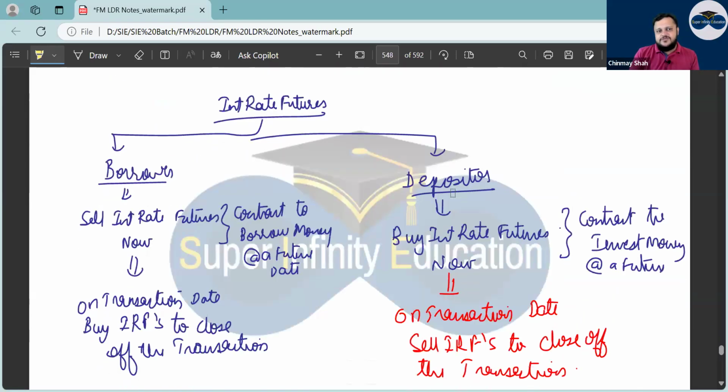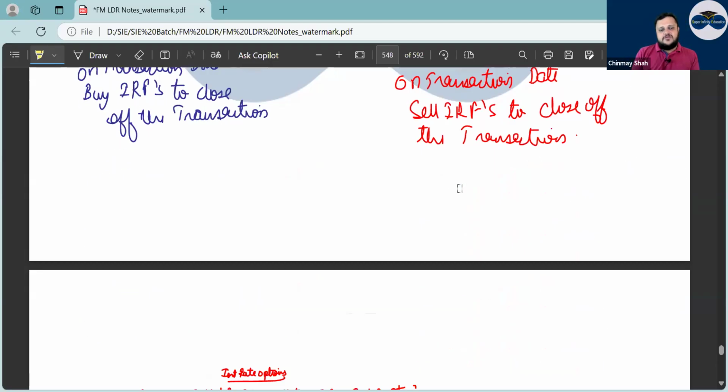And coming to interest rate futures, as a borrower, you sell interest rate futures now, correct? Nothing more is required in this, right? That's why I'm only doing this much. On the transaction date, whatever you sold, close it off by buying the interest rate futures to close off the transaction. A depositor buys interest rate futures now, correct? And on the transaction date, sells interest rate futures to close off the transaction, correct? It is a contract to invest money.